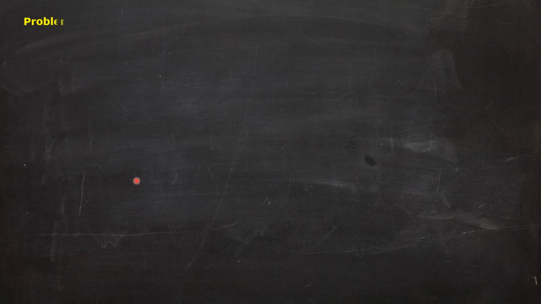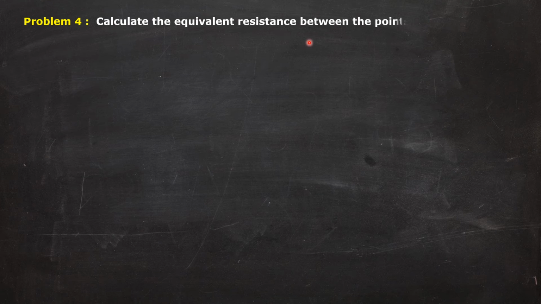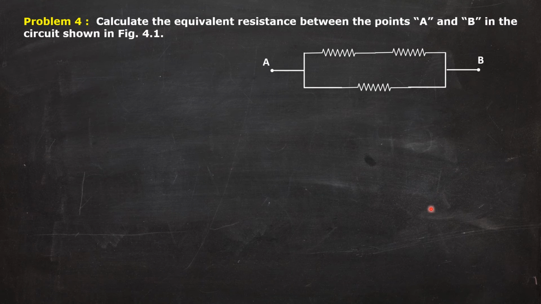Now here is another problem, problem 4. Calculate the equivalent resistance between the points A and B in the circuit shown in figure 4.1. See here, here is the circuit. In this circuit, 3 resistors have been connected between the points A and B in this manner. Now we have to calculate the equivalent resistance between the points A and B.